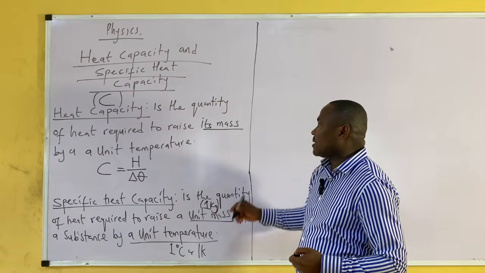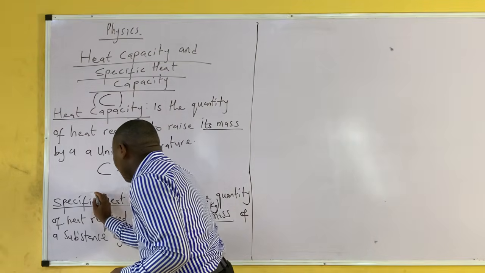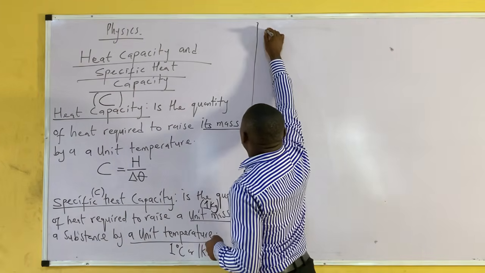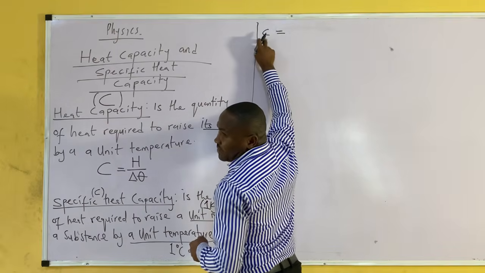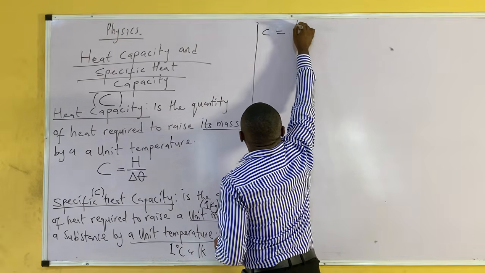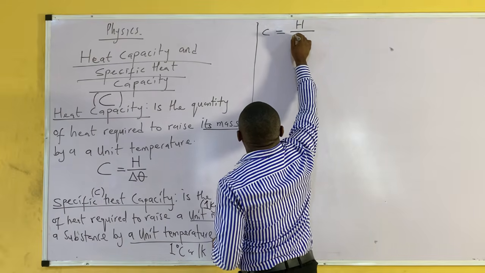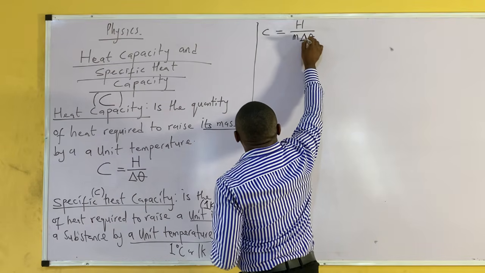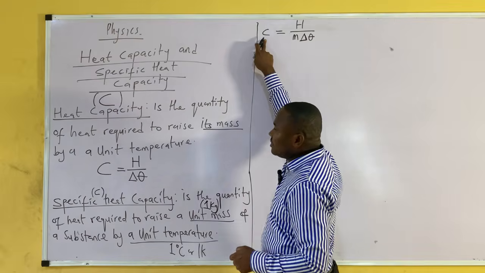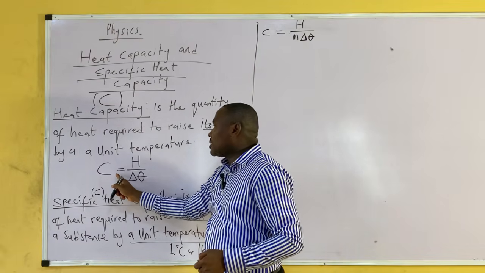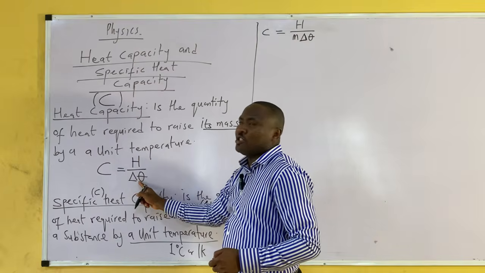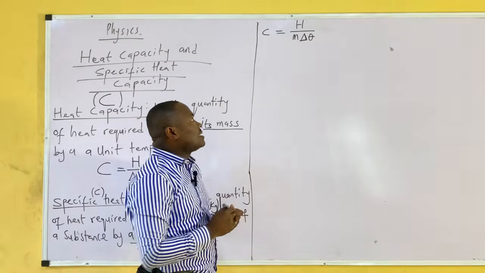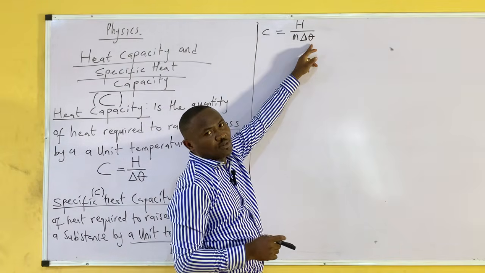What about specific heat capacity? We use small letter c to denote specific heat capacity. And what is small letter c? Small letter c, which is specific heat capacity, is equal to heat all over m change in temperature. Now look at the two. This is specific heat capacity. This is heat capacity, capital letter C for heat capacity: H over change in temperature. Now, what about small letter c, which is specific heat capacity? H over mass times change in temperature.